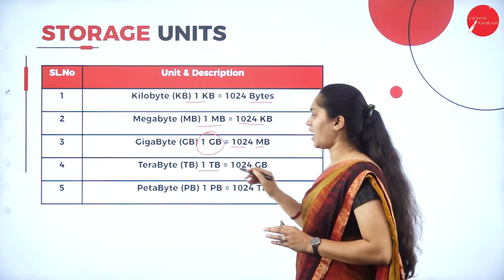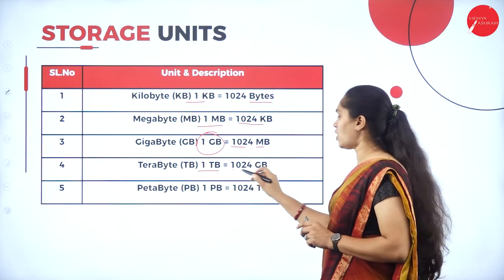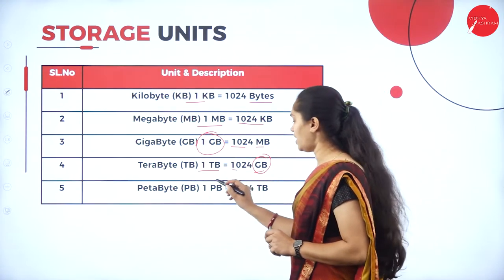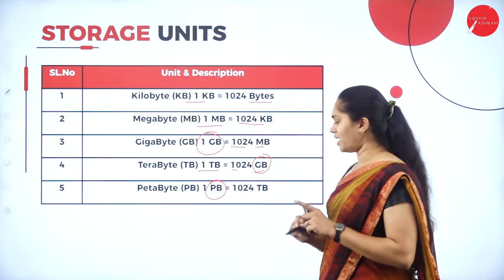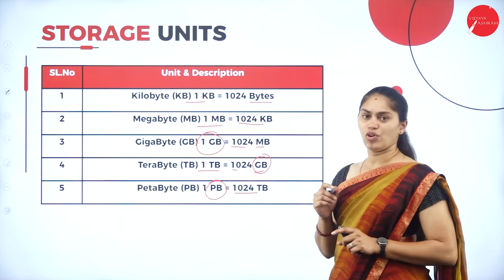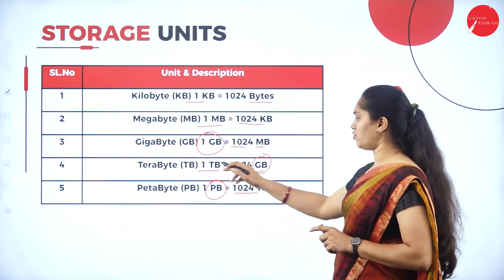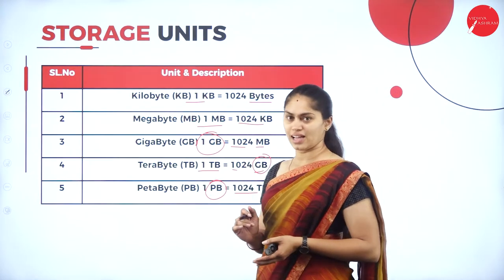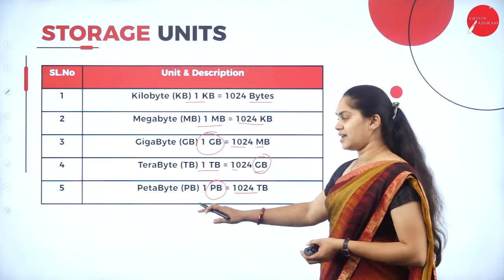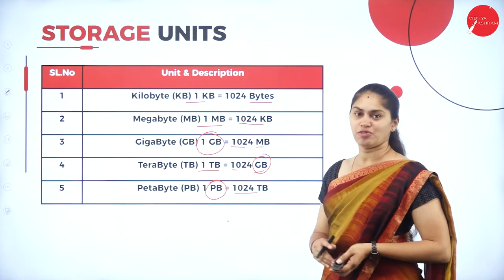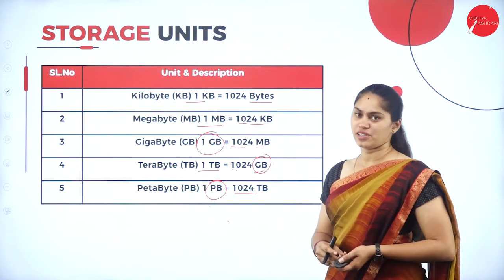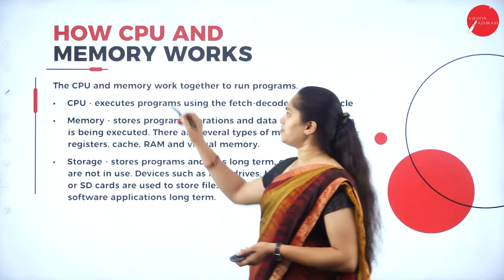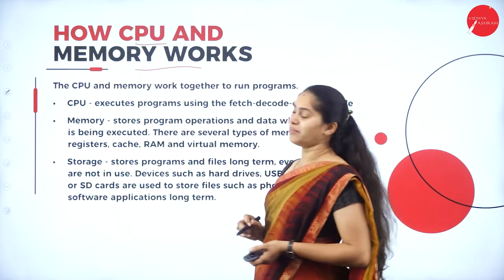After GB, we have a terabyte. So 1024 GB will be considered as 1 terabyte. Next we have a petabyte. 1 petabyte is equal to 1024 TB, or terabytes. It goes on like that. Let me know in our comment section what the next level storage units of a computer are. We'll go to the next concept, that's how CPU and memory work.